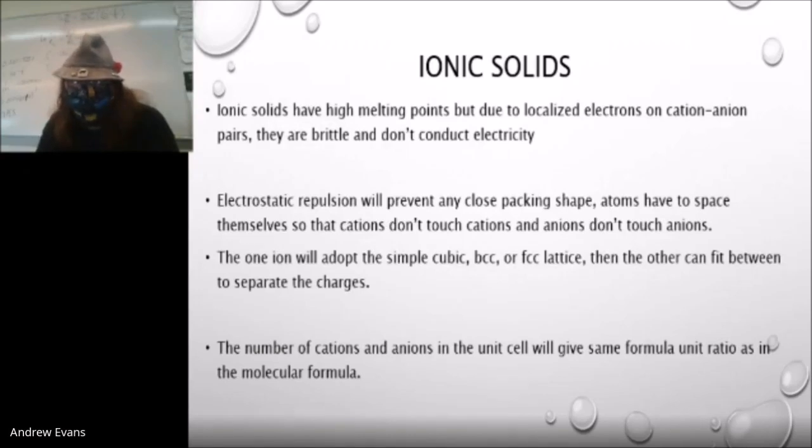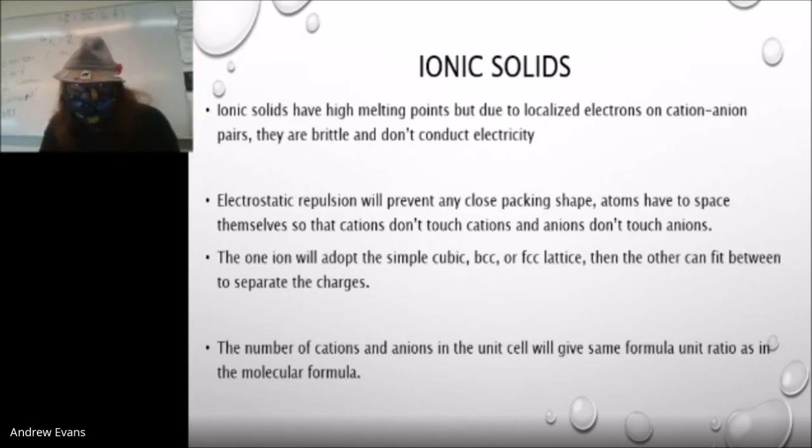Now, ionic solids have a very high melting point. But due to the localized electrons, they're all stuck in cation-anion pairs. They become very brittle and they don't conduct electricity. So you take a salt block, hit it with a hammer, it doesn't smush, it shatters. Because the electrons are all stuck in one place, they don't allow the atoms to move. When you hit it and you break the bond, you're breaking along a fault and it's just shattering off. It's not smushing to somewhere else.